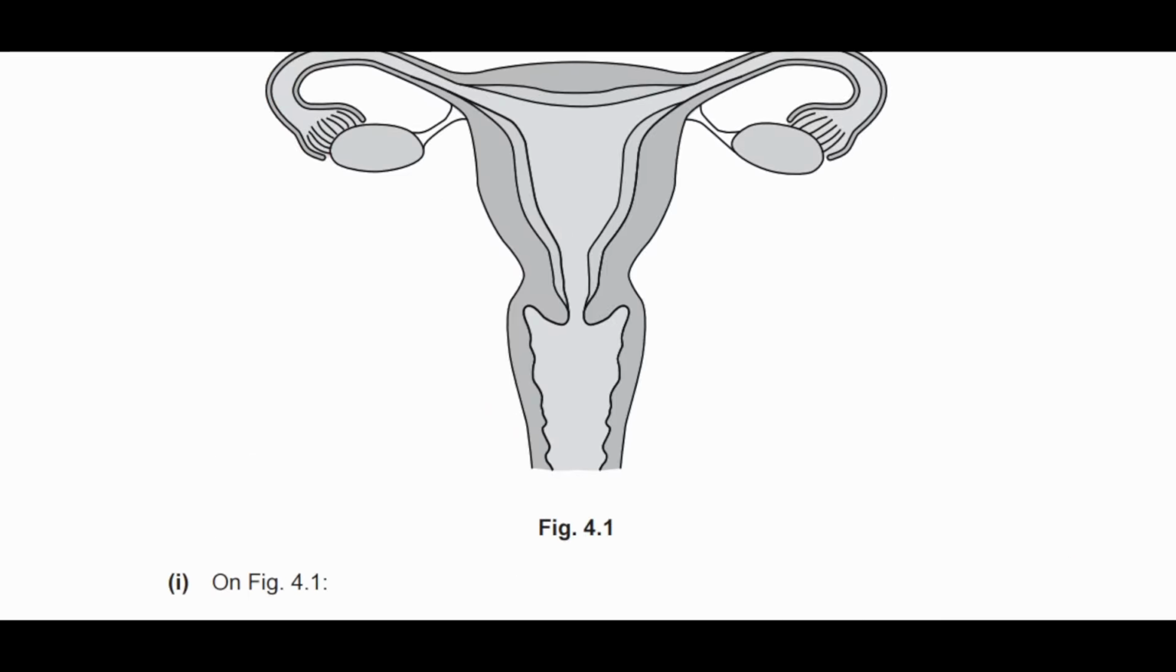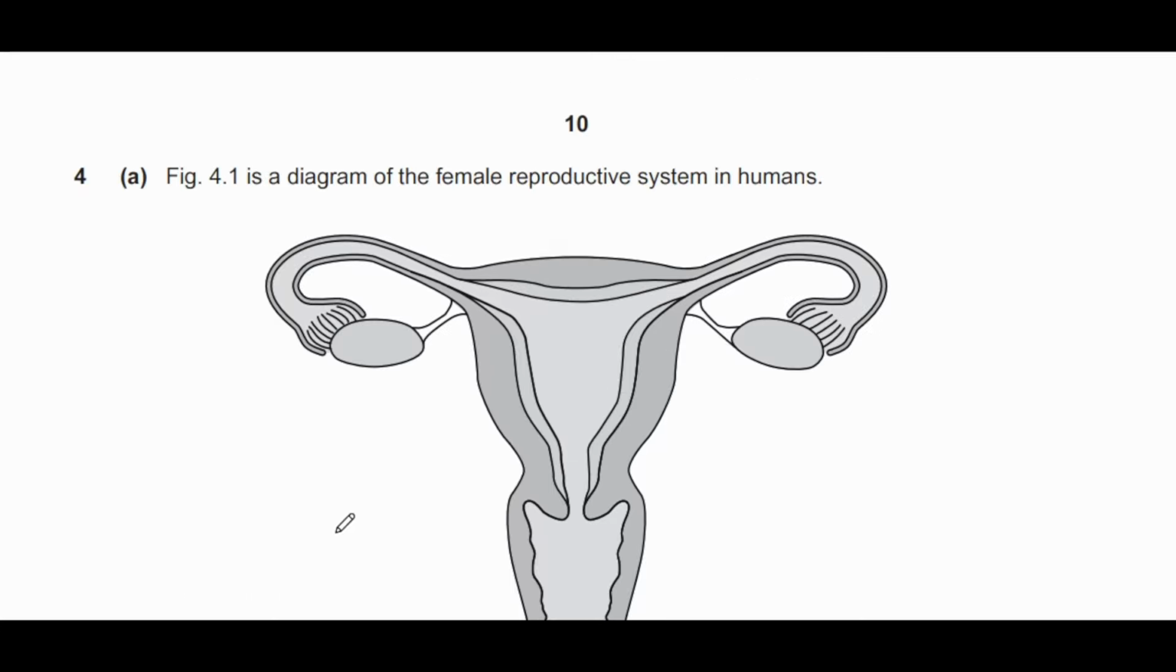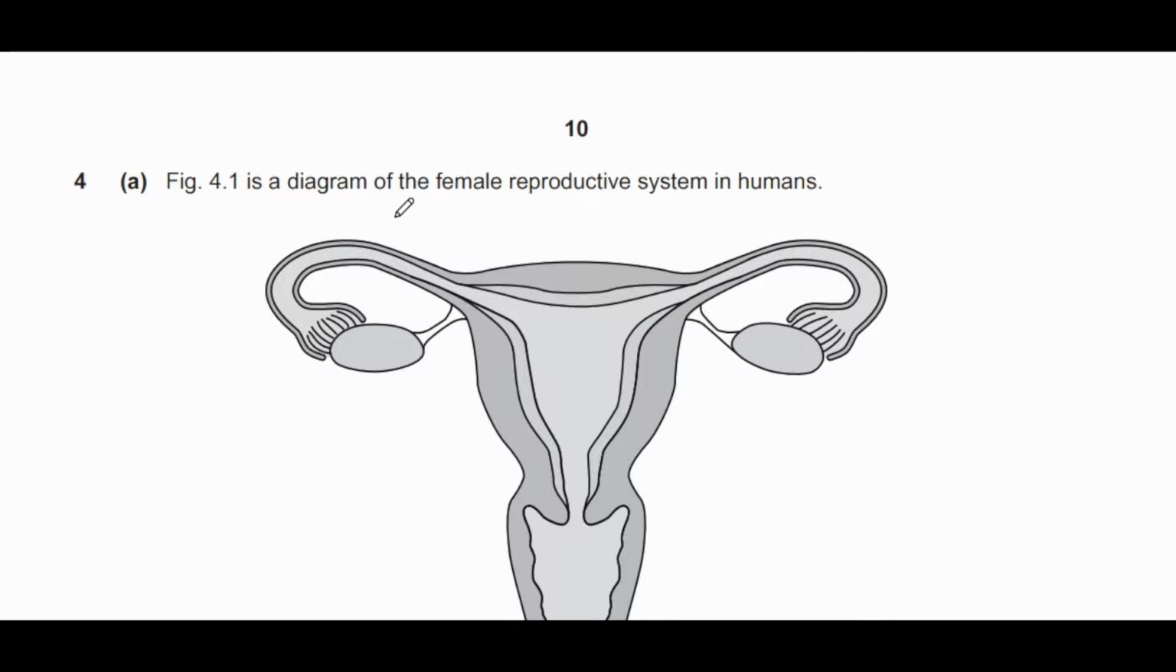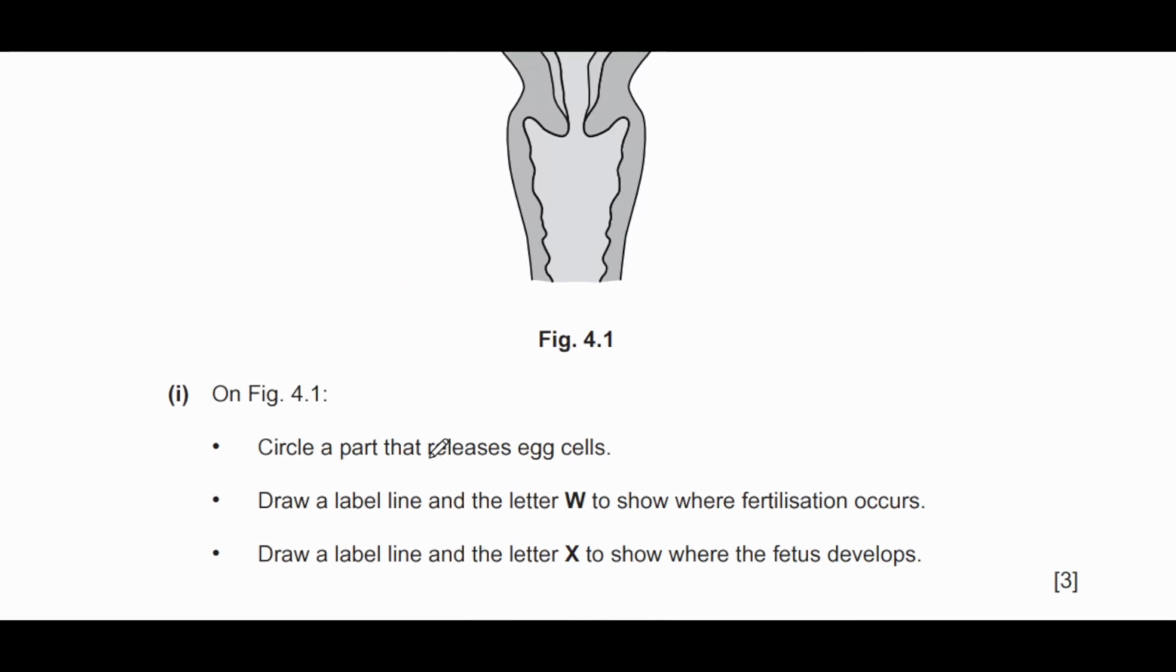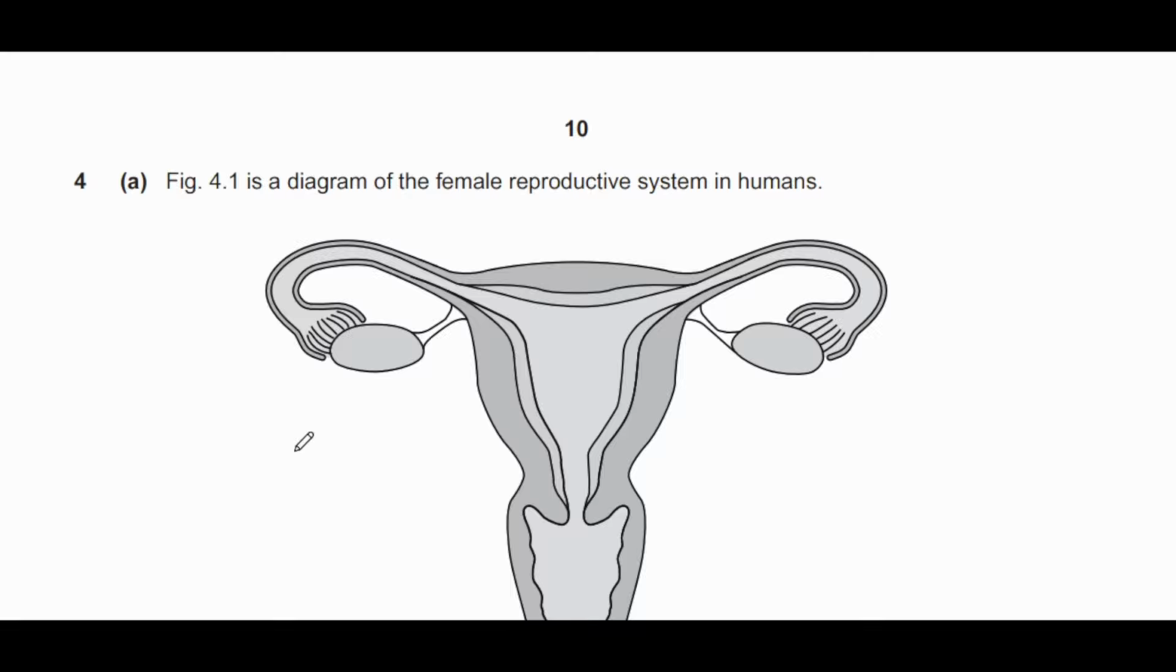Now, question 4. 4.1 is a diagram of the female reproductive system in humans. On figure 4.1, circle a part that releases egg cells. Okay, so you can circle this. What is this? This is the ovary. Okay, the ovary will release the egg cells.